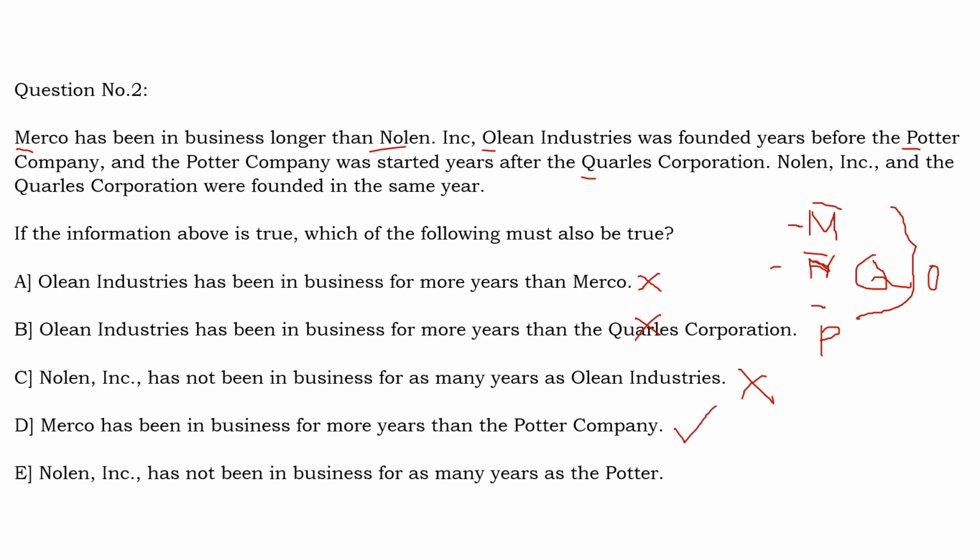Then option E, Nolan Inc. has not been in business for as many years as Potter Company. It means Nolan Inc. was founded after Potter. Wrong, because the passage says that Nolan Inc. is founded before Potter. The option says that Nolan Inc. was founded after Potter, meaning Potter was founded first, which is wrong. So this option is again wrong. So the only option that is true is option D, that is your answer.